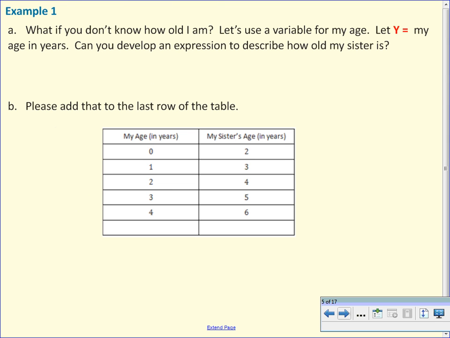Because we don't need the table, we found a pattern. That would help because suppose we don't know how old I am. Let's use a variable for my age, like y, for years, okay? Can you develop an expression to describe how old my sister is? So if my age is y, what did we always say? Add 2. Yep. So y plus 2. So if I'm y, my sister is y plus 2.